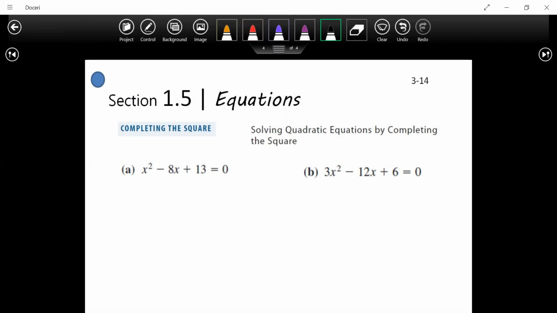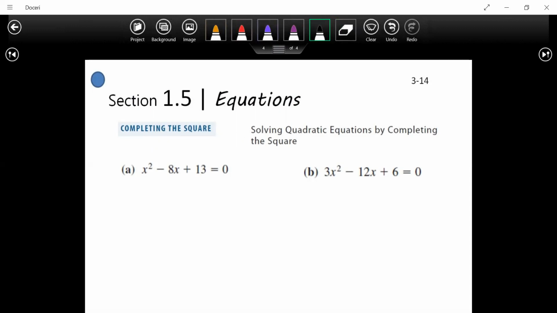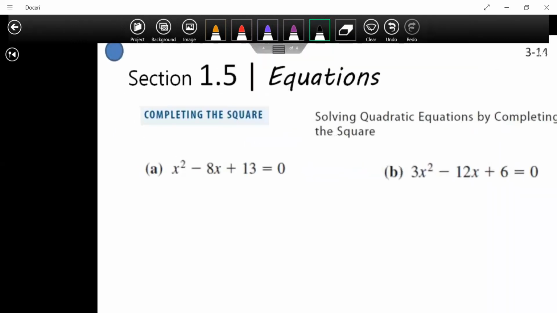Can we find two numbers, first of all, that can be multiplied to 13 but add up to give you negative 8? The answer is no, because 13 is prime. Prime means that it's only divisible by itself and the number 1, so we can't do it by factoring. Okay. The next thing we want to do is complete the square. So what I'm going to do first is bring over that 13 to the other side. So I'm going to subtract 13 from both sides. I'm going to leave a space for the other term.